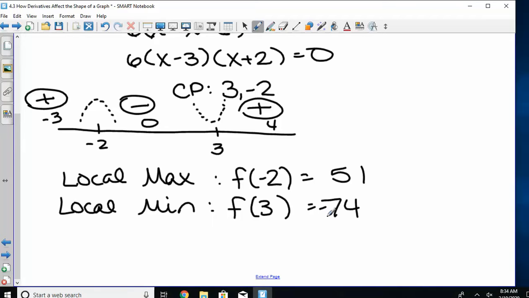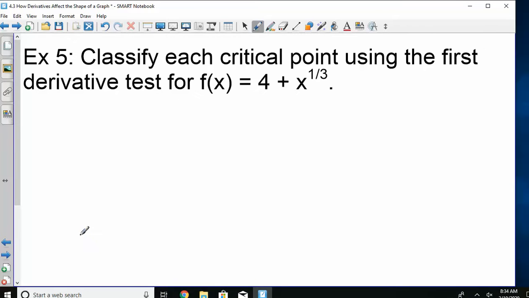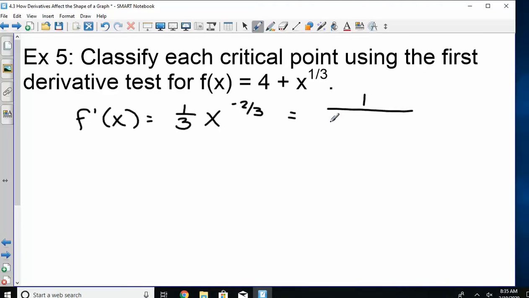Okay, I was going to stop here, but I think I'm going to go ahead and do example 5 with you. And then I'll stop for today. So same directions, classifying the critical points. So we have to do our derivative. Derivative of 4 is 0 plus, so it would be 1/3 x to the 1/3 minus 1, which is -2/3. Probably would help you to rewrite this. A negative just drops it on the bottom. A 2/3 power means the cube root of that squared.